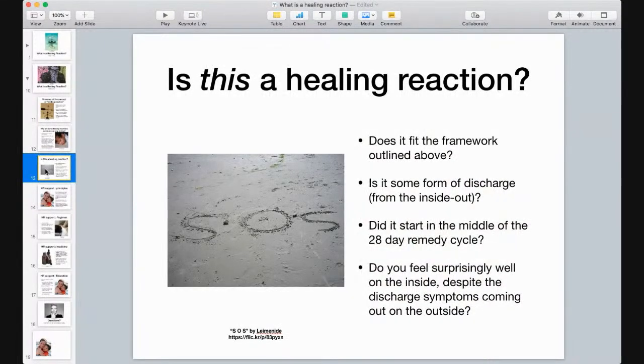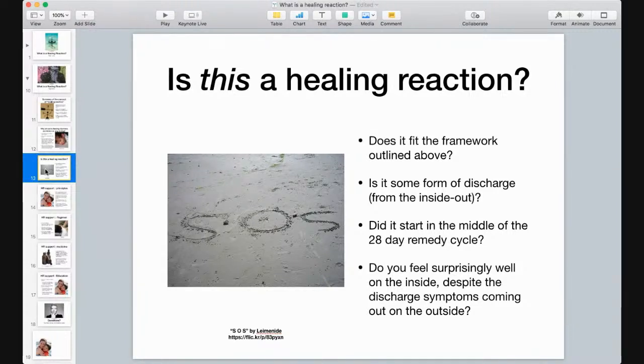So that is the practical question somebody may be asking themselves, a week or so after they've taken their remedy. Is this a healing reaction? Is what I'm going through right now a healing reaction? Some people, as we said last week, often mistake it for a side effect if they don't understand the difference. And really what we're looking for is, does what you're going through fit into the framework that I just outlined a couple of slides above? And as well, we went into great detail last week. You can review that slide.